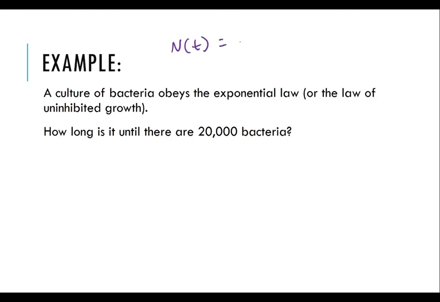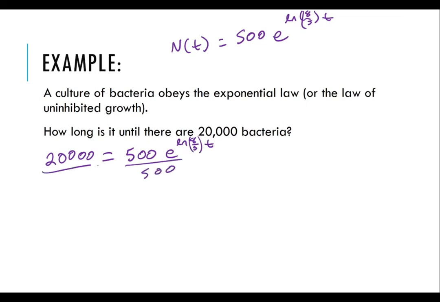Notice that we're using the exact same formula we had before. That is, n of t is equal to 500 times e raised to the natural log of 8/5 times t. Well, we want to know what's the time that it's going to take for us to get a population of 20,000 bacteria. So how does this look? We know that the output is 20,000, and that's equal to 500 times e raised to the natural log of 8/5 times t. Then let's divide both sides by 500. We get that 40 is equal to e raised to the natural log of 8/5 times t.